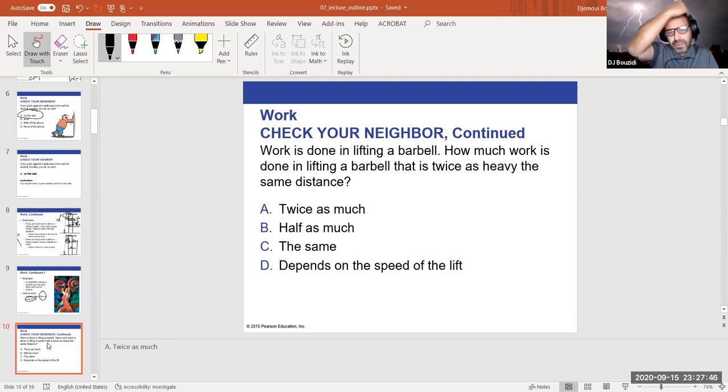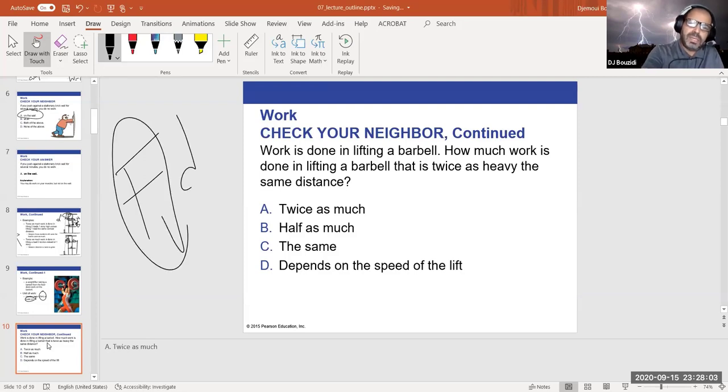Okay, that's kind of an easy question, isn't it, guys? Work is done in lifting a barbell. How much work is done in lifting a barbell twice as heavy, the same distance? So F times D, you double this number, basically. The distance doesn't change, okay? Okay, yes, it doubles. That's easy. It's easy stuff, isn't it?